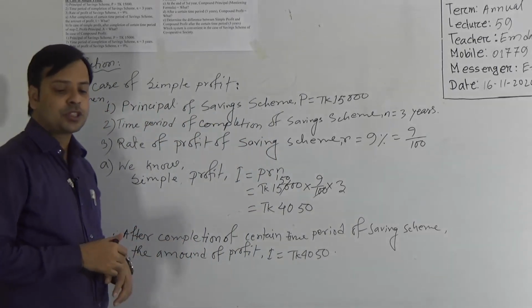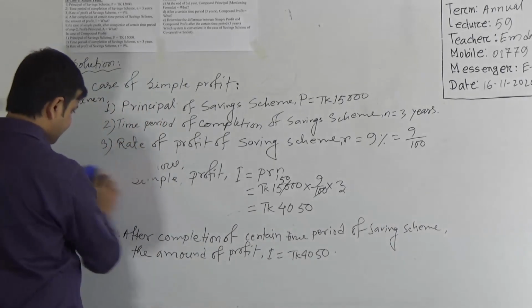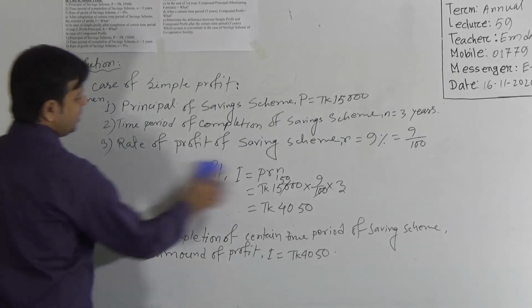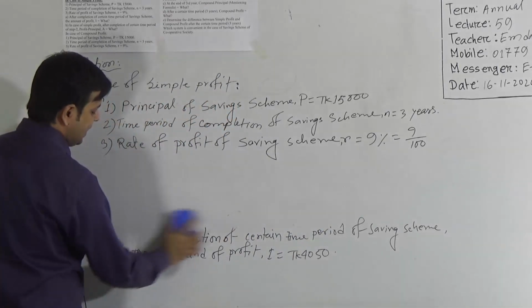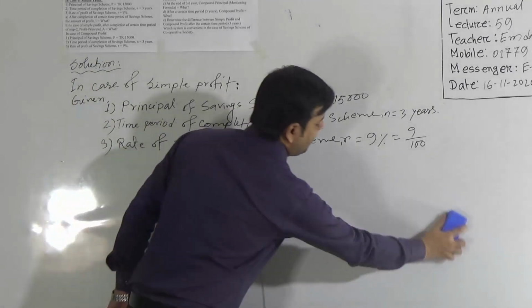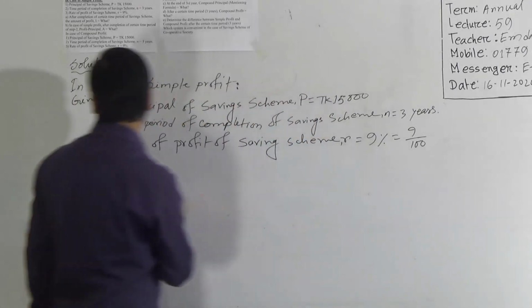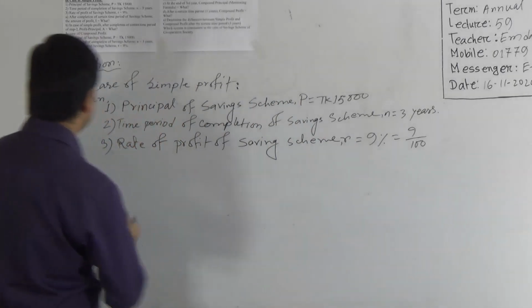Now I will solve question B. Okay, dear students, to solve question B, we need the value of I. What is the value of I? The value of I is taka 4050.